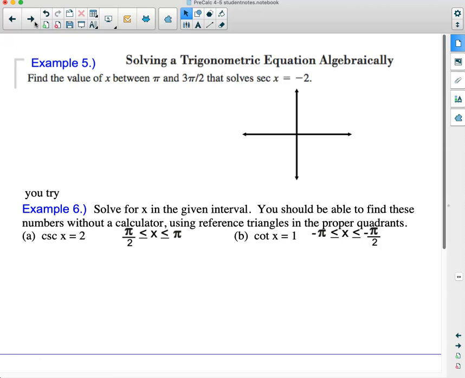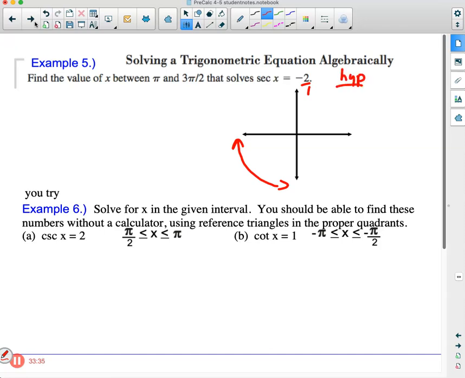Solving a trigonometric equation algebraically. Find a value of x between pi and 3 pi over 2. So the first thing I'm doing is thinking, let's figure out where between pi and 3 pi over 2 is. That solves to give you the secant of x equals -2. So I think of this as -2 over 1, and I realize, well, that's a 30, 60, 90. It has to be. So that's the only one that has 1, 2, and the square root of 3 in it. And then secant is what we get when we flip cosine.